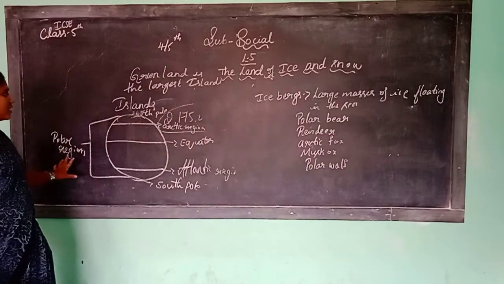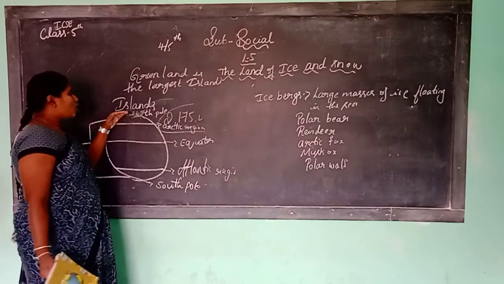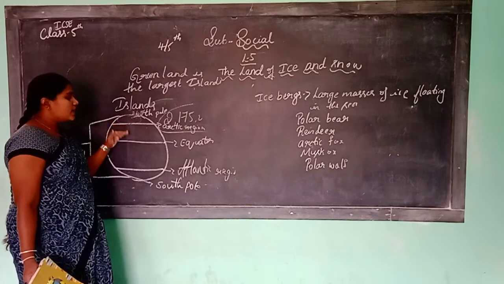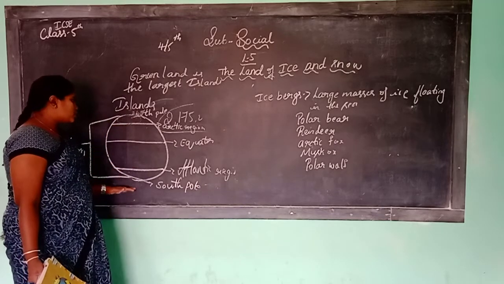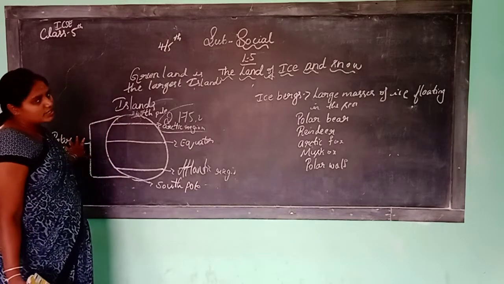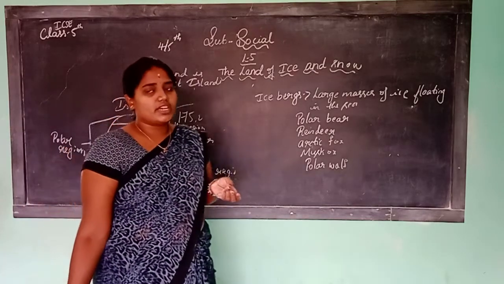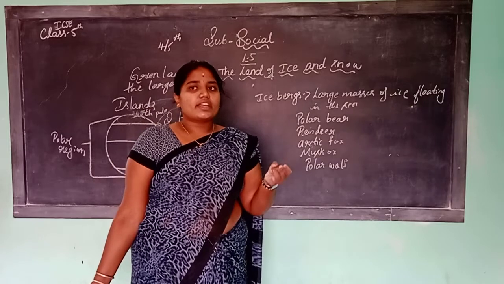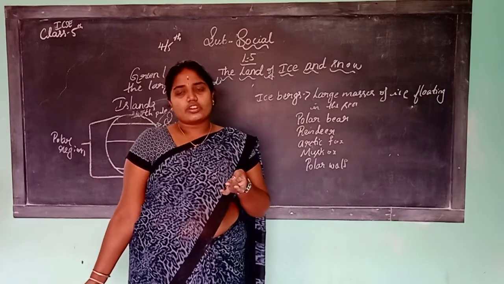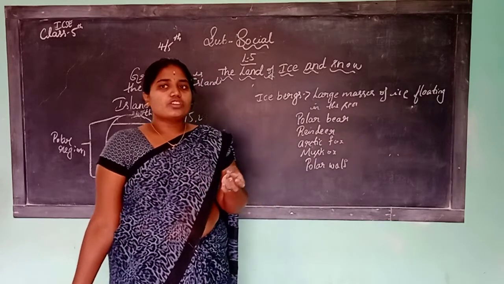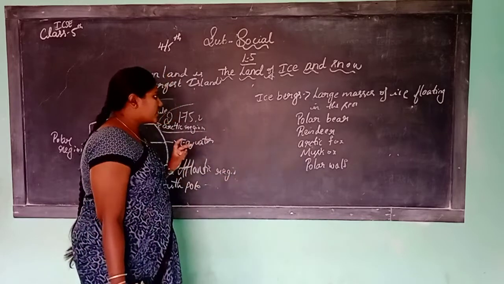What is polar region? The area from the North Pole to the Arctic Circle and from the Antarctic Circle to the South Pole is known as polar region. What do you mean by tundra region? Most of Greenland lies in the frigid zone in the northern hemisphere. That we know as tundra region.